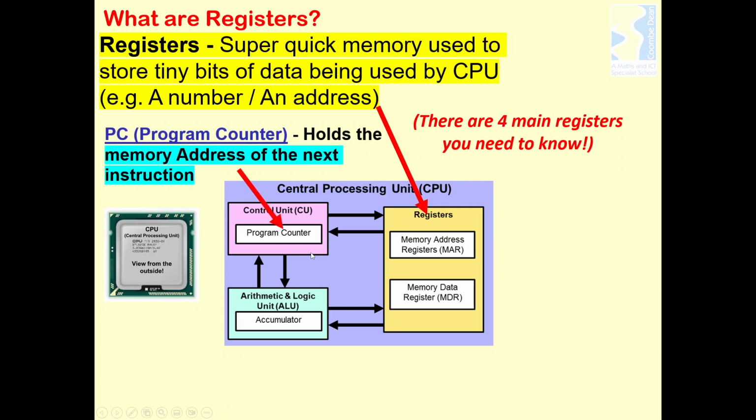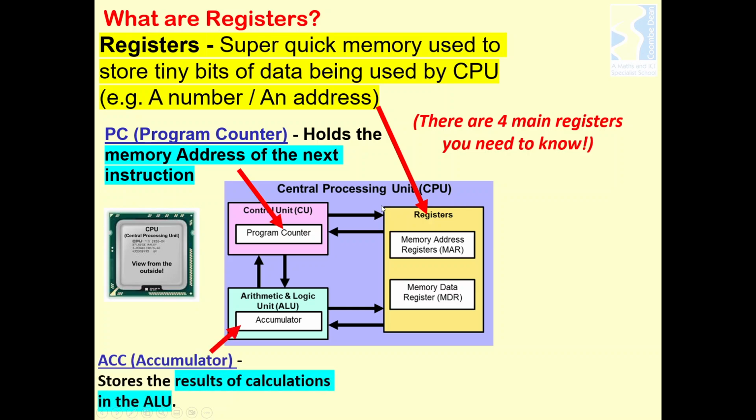We have the program counter. The program counter register holds the memory address of the next instruction that's going to be fetched, the next instruction. The accumulator, or ACC, stores the results of any calculations that have been carried out by the ALU. The ALU does the instructions, or the calculations, and the accumulator, the register, stores the results.